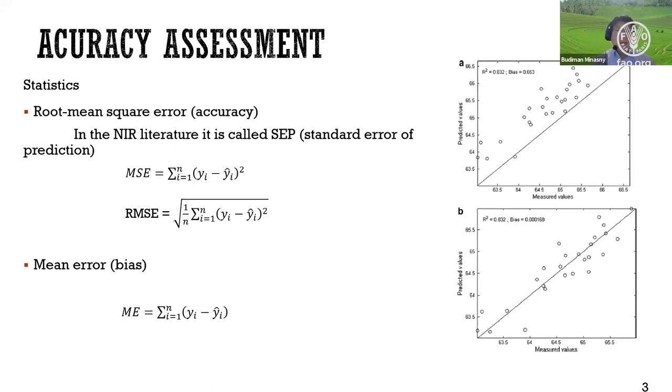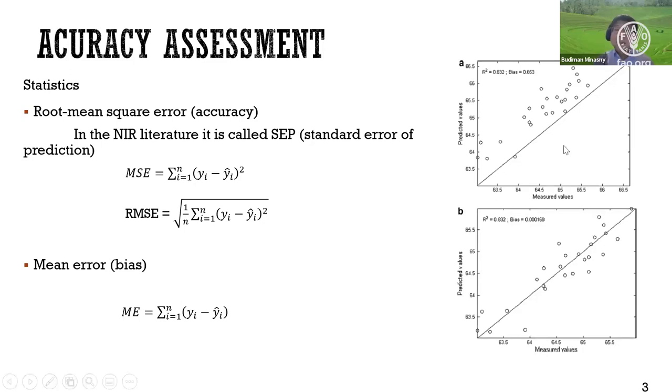And the other one is the mean error or bias, about how much bias is in the prediction. So this is just an example. This is the measured, this is the predicted. This is the one-to-one line. So the R square is 0.832. I'll talk more about the R square, but there's no bias because if you plot the one-to-one line, they fall mostly around the mean.